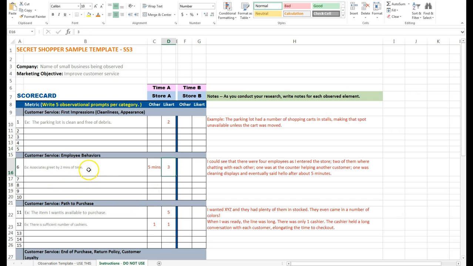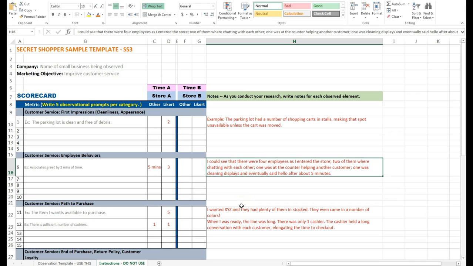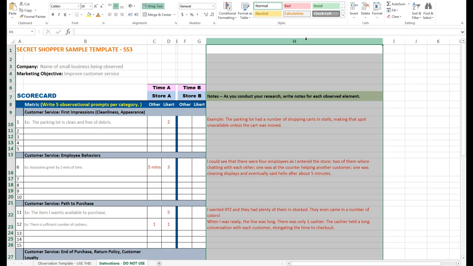So in this case, I was greeted in 2 minutes, and I said, oh, that's sort of okay. So I have a 3. And then I note here what I observed. This notation is very important because this is not only a scorecard, but it's also your observation notes.